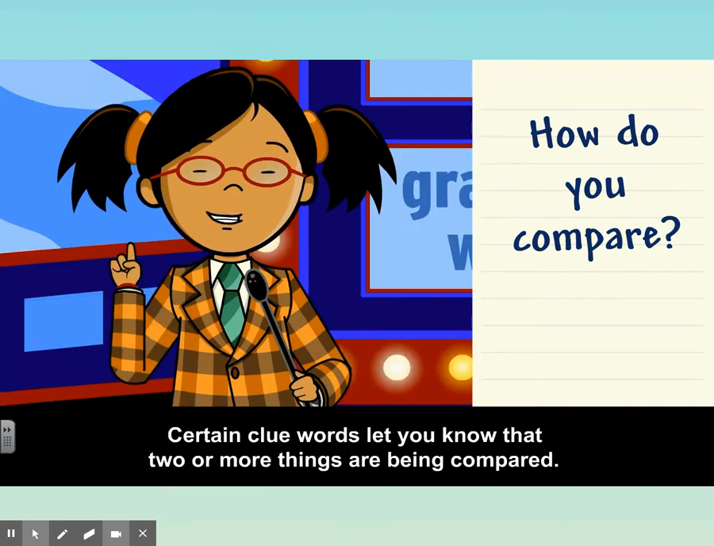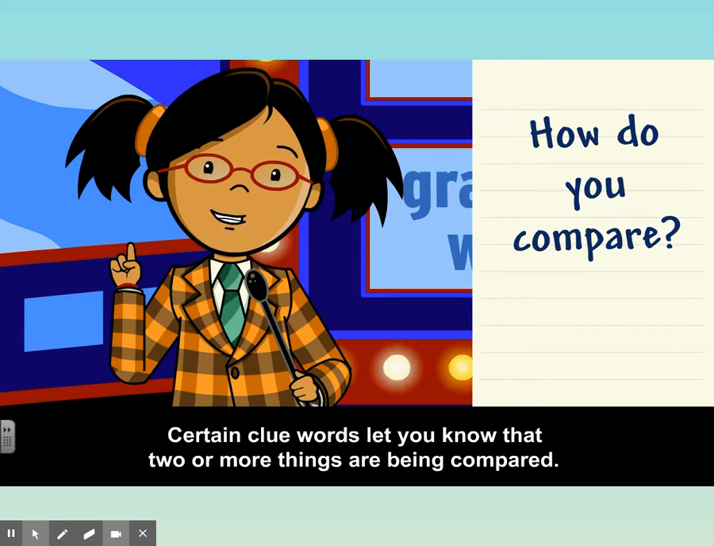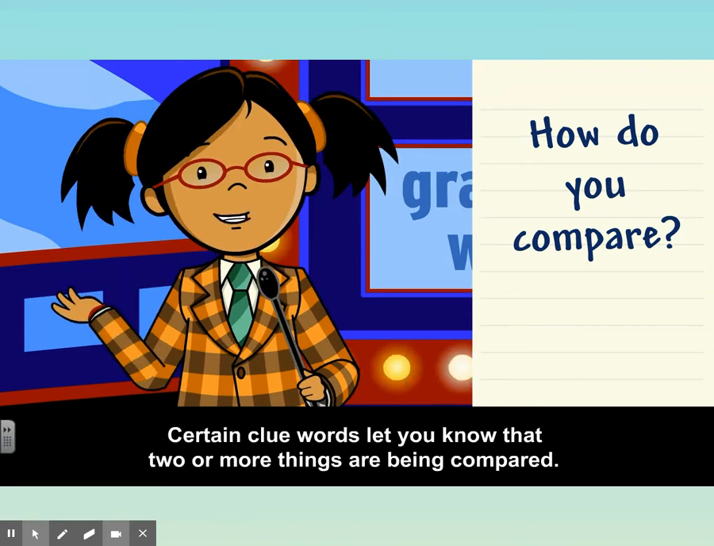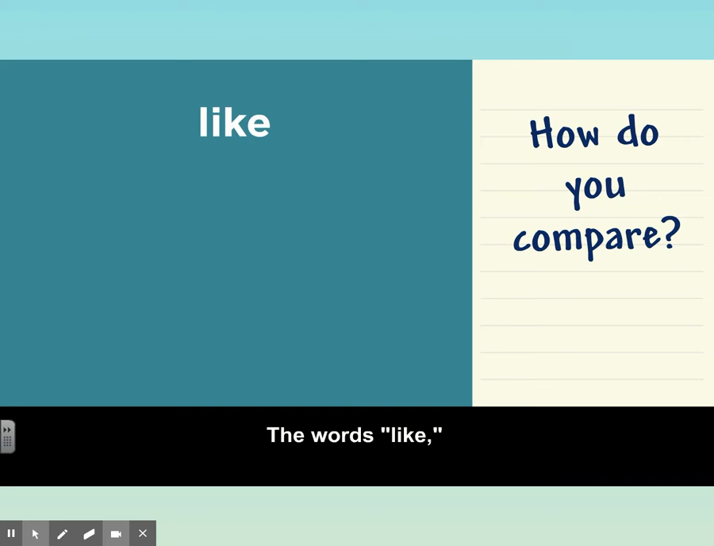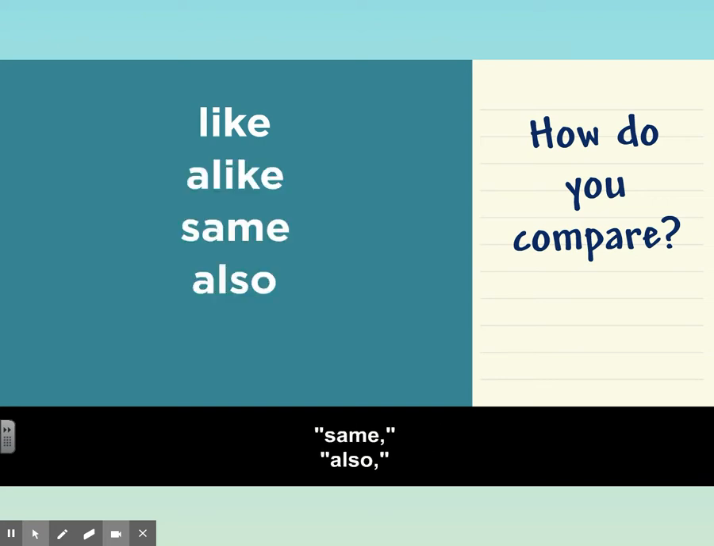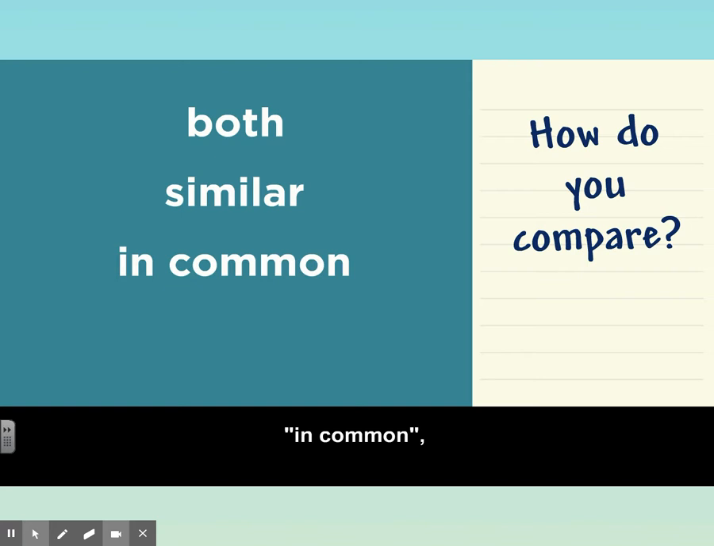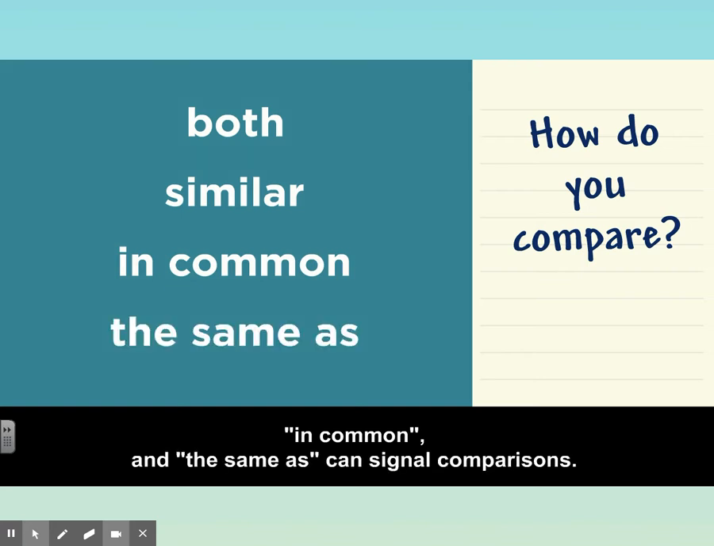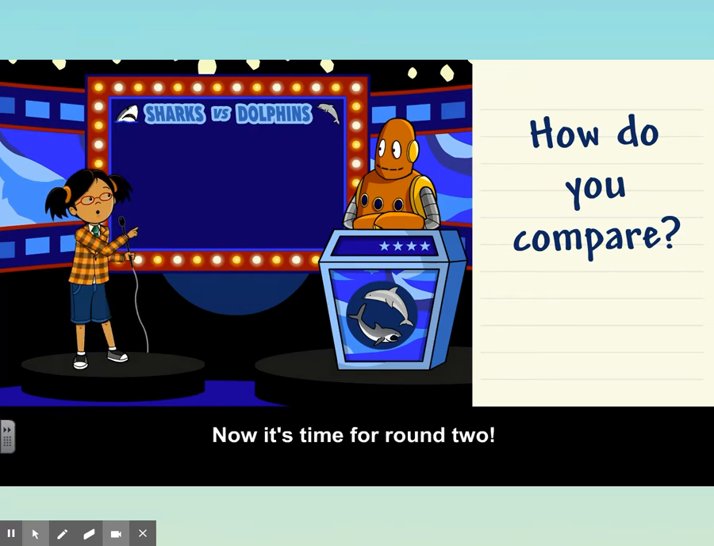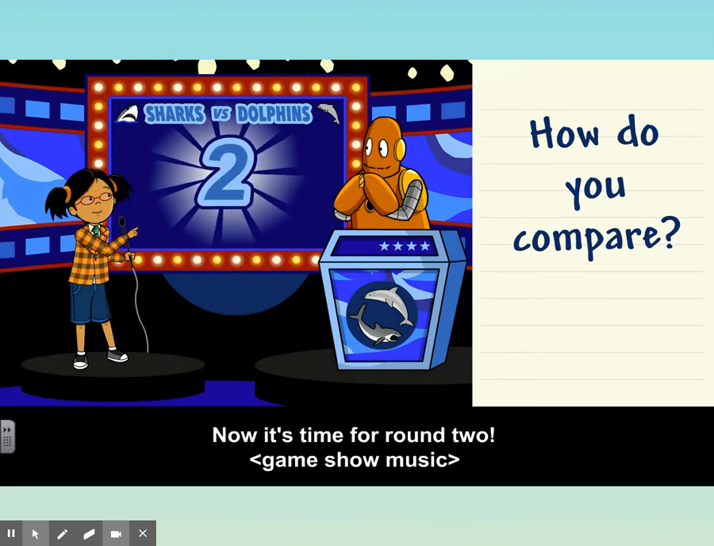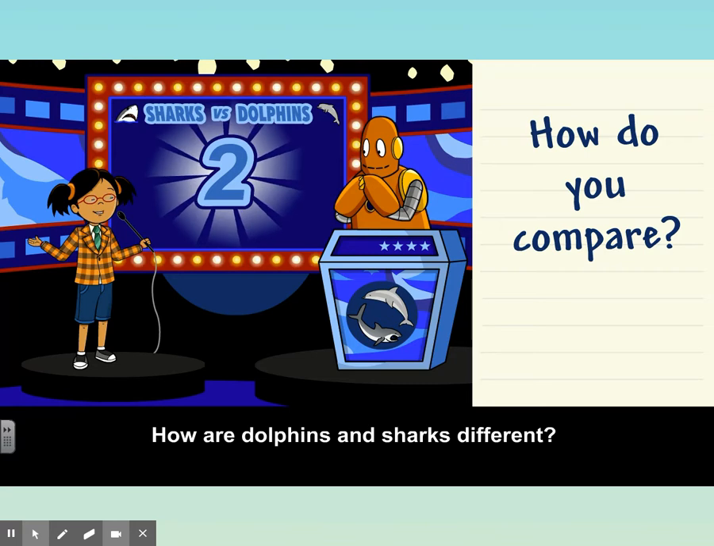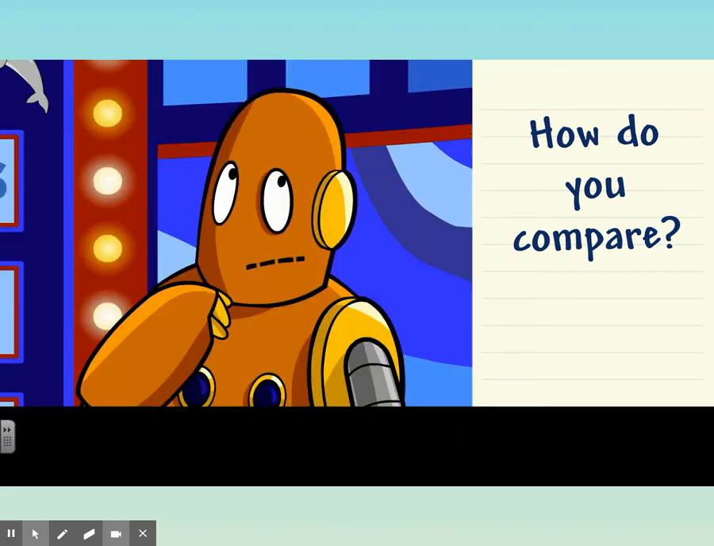Certain clue words let you know that two or more things are being compared. The words like, alike, same, also, too, both, similar, in common, and the same as can signal comparisons. Now it's time for round 2. How are dolphins and sharks different?